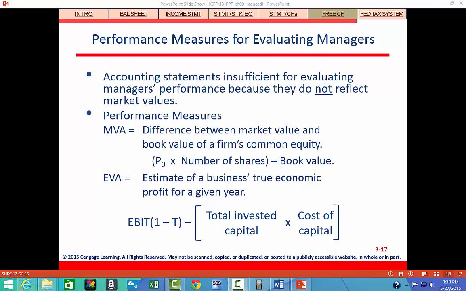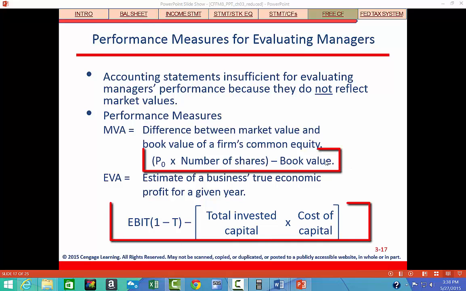And here are the equations for those two. So market value minus book value, and then we have EBIT times 1 minus the tax rate, and then we have this subtracted total invested capital times the cost of capital.